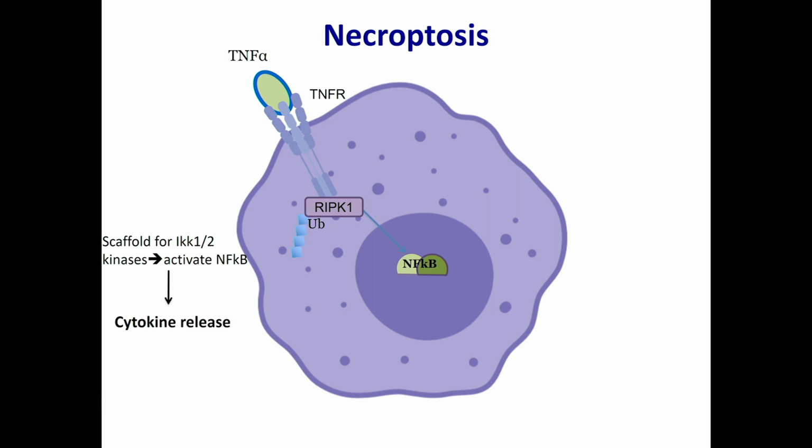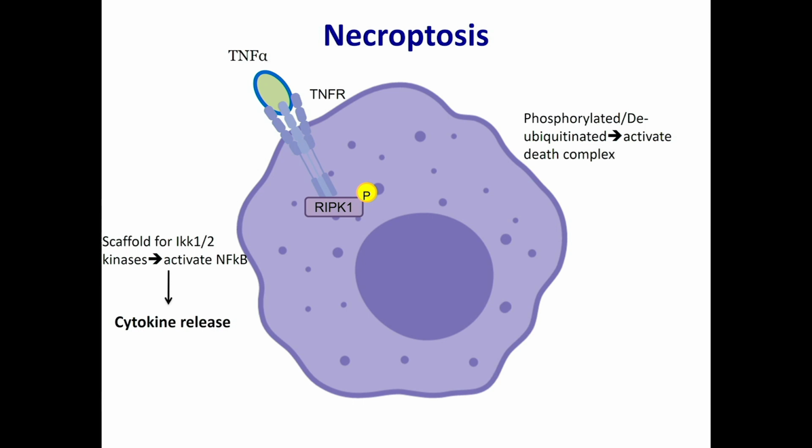But if for whatever reason those signals are impaired or the signal becomes overwhelmed, we know these prototypical caspases become activated and the cell undergoes apoptosis. But if it happens that the caspases are inactive, or other signals are there to overwhelm the system, the cell can undergo a backup form of cell death, and that is necroptosis.